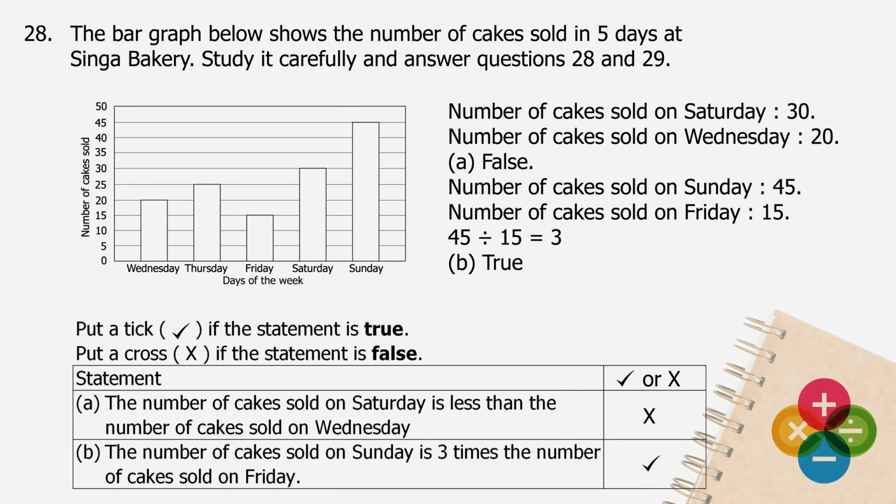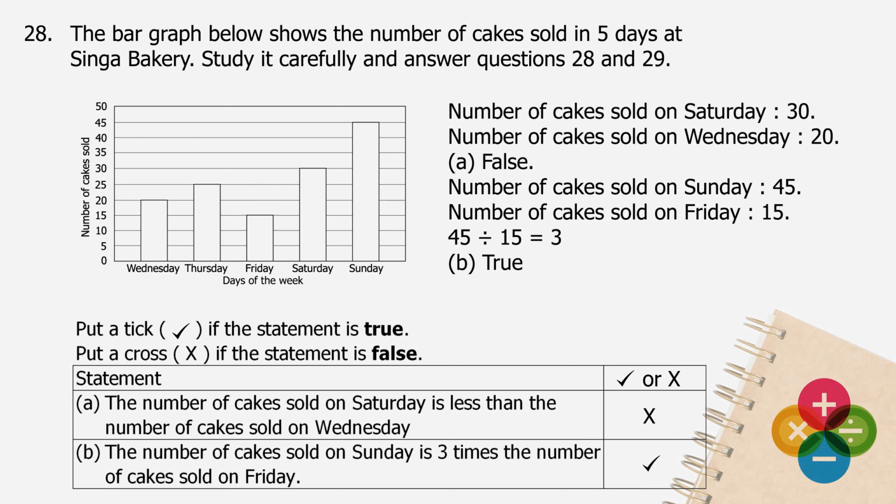The number of cakes sold on Saturday is 30. The number of cakes sold on Wednesday is 20. The statement, the number of cakes sold on Saturday is less than the number of cakes sold on Wednesday, is false. A. The statement is false.